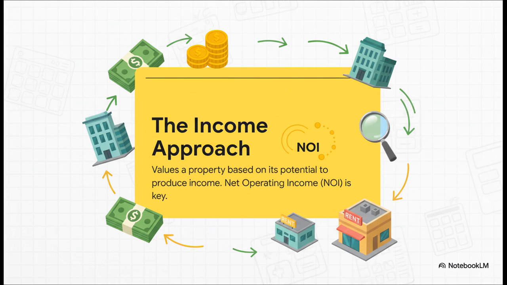If the whole point of the property is to make money, then its value is directly tied to how much money it can make. And this flows right into question 24, because the magic number here is the net operating income, or NOI. That's the profit the property makes before you pay the mortgage.